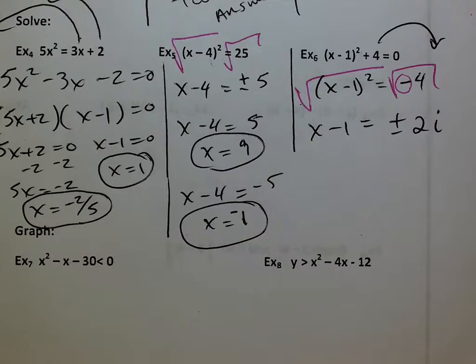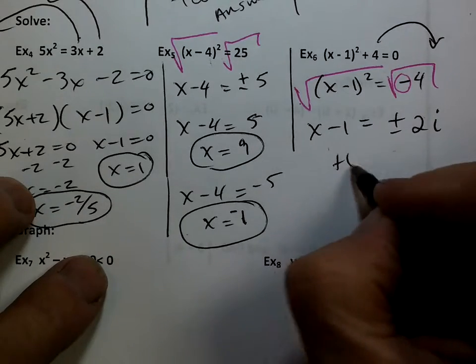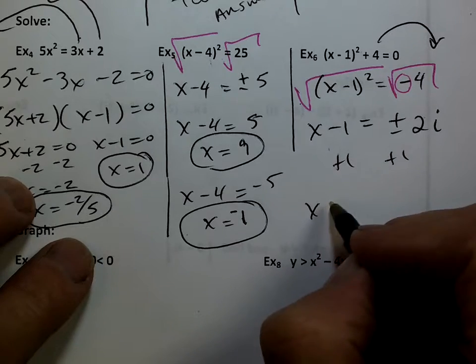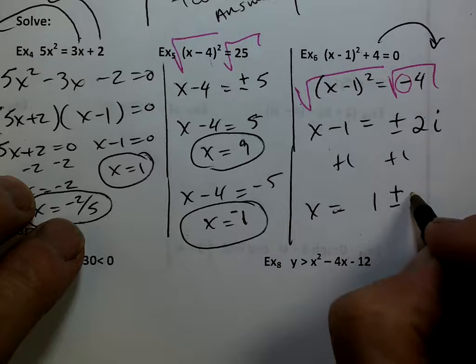Okay, and you guys know that. We've done that plenty of times. Now the last step we're going to do is go plus 1, plus 1. Can't really add 1 to that because that's an i, so we leave it as an answer of x equals 1 plus or minus 2i, okay?